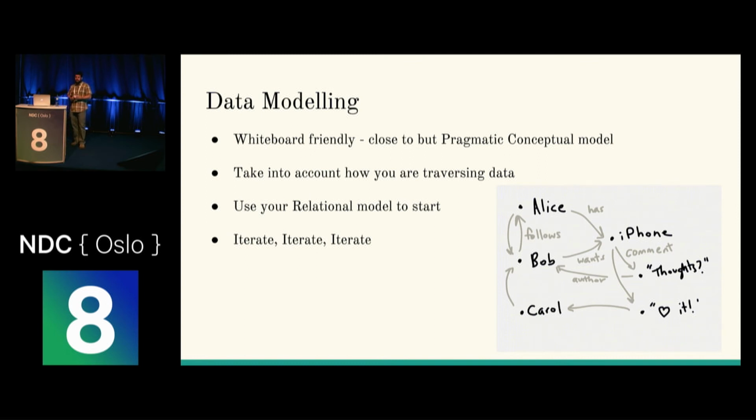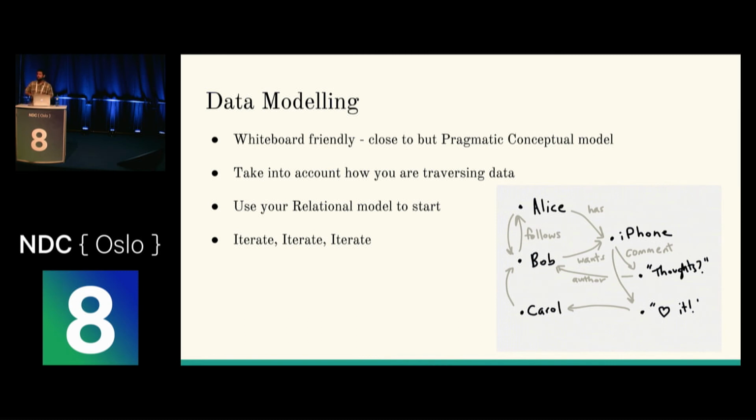You also have to take into account how you're going to traverse your data. One of the things with graph data is that the performance of your query is directly related to the amount of the graph that you actually query at any one time in order to answer your question. If you query 100 nodes and edges in order to answer your query, it's going to take twice as long as if you query 50.